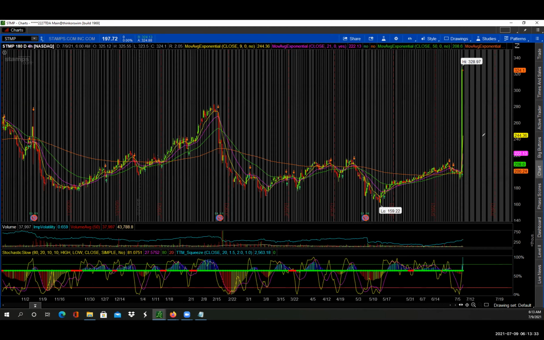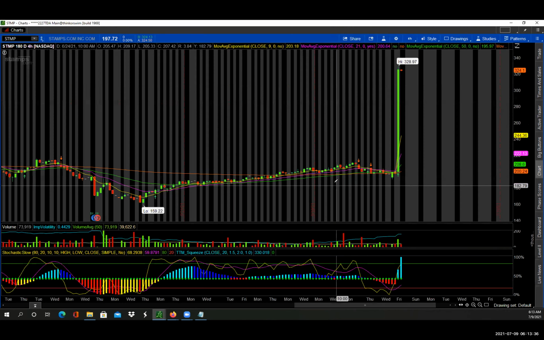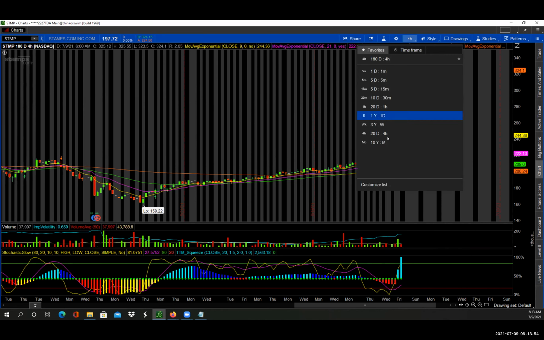Stamps.com. Holy moly, wow, what happened here? Whew. Does anybody know? No. This is huge. This is a huge spike. You're up at least about $100. There's no way we're gonna continue any higher.